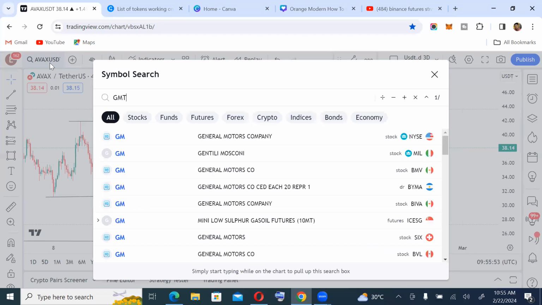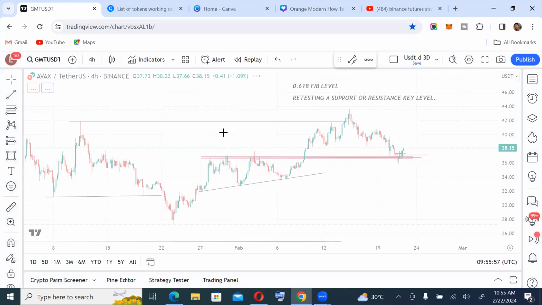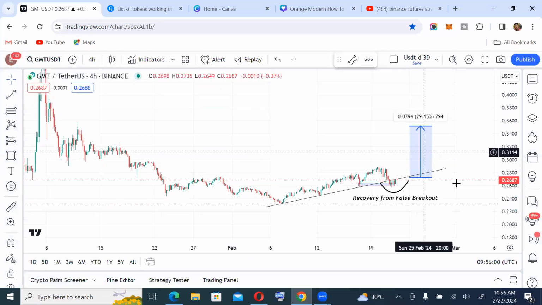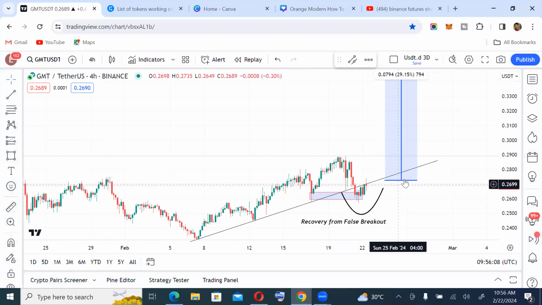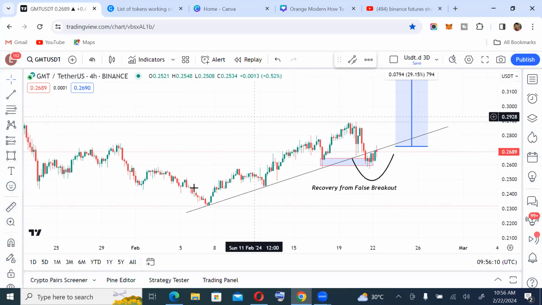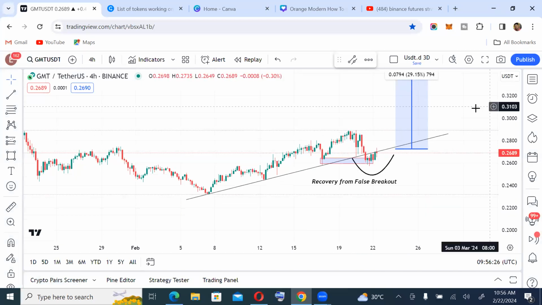I'm going to see if GMT is currently doing the same thing. I love this project a lot. This GMT is one of my favorites. I'm currently anticipating this move. You can see there's a trend line here. A lot of traders have been trapped here, thinking that, oh, this is a breakout. This is not a breakout. When price reverses back into this trend line range, I'm going to be taking a long position. And it's that simple.